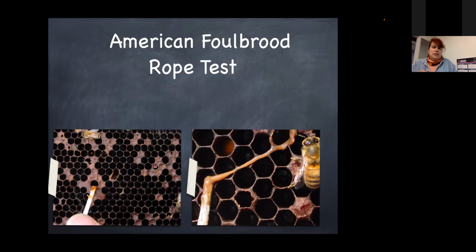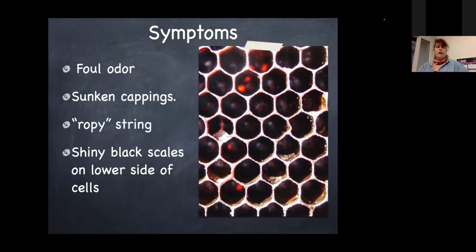Proboscis. So what you're seeing in that bottom cell, on your left, right in the middle, you see this thing sticking up. That's the proboscis of the bee. So they've dissolved everything but the proboscis, and it sticks to the bottom of the cell. So you get this shiny scale, and that's what was the bee's tongue.